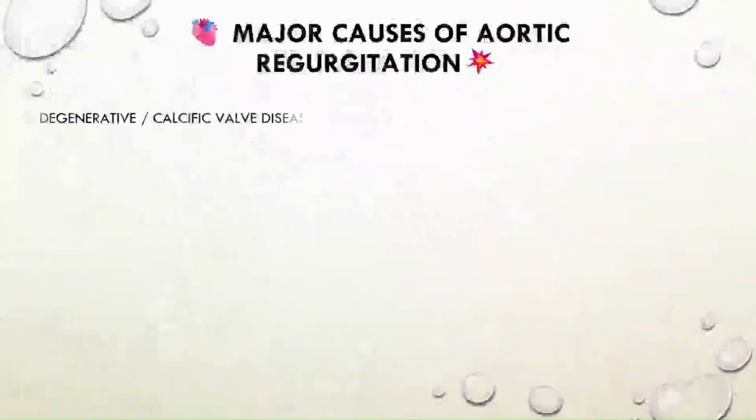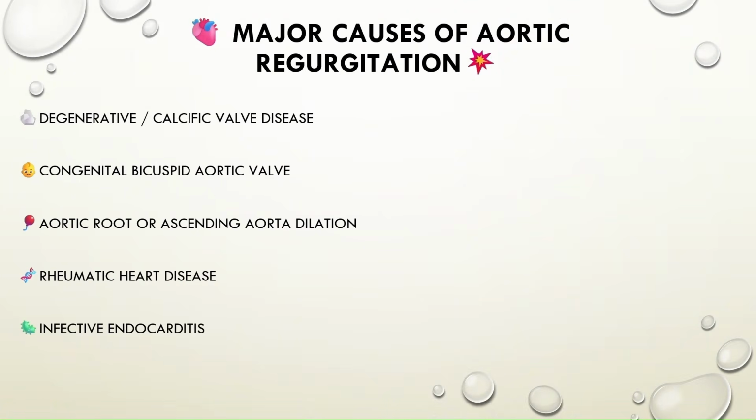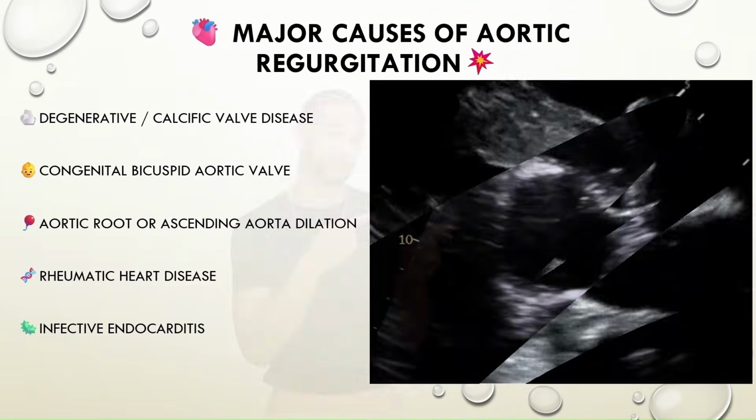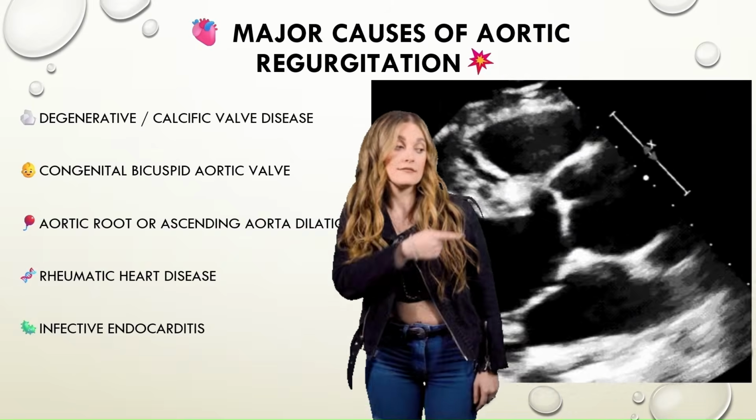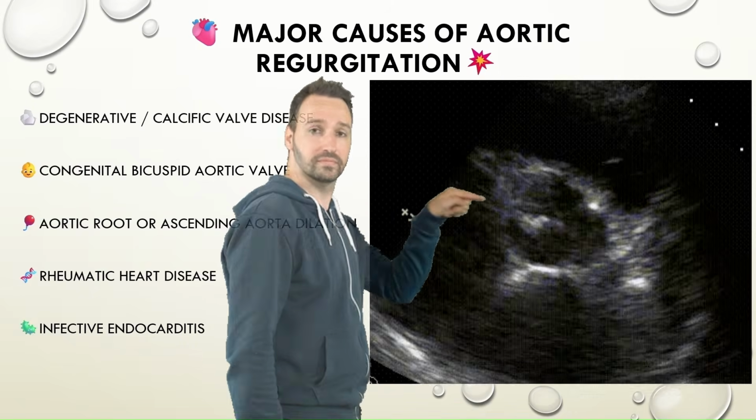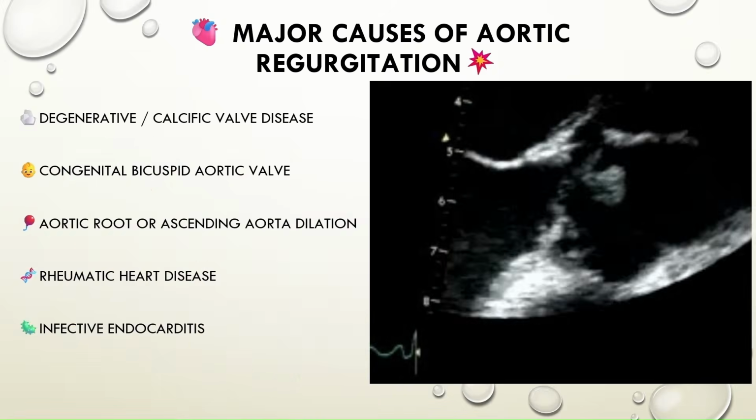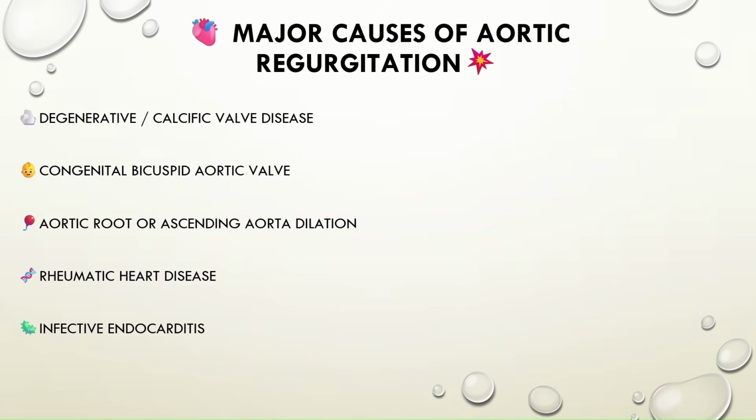Next, I'd like to talk about major causes of aortic regurgitation. The most common causes include degenerative valves, bicuspid valves, aortic root disease, rheumatic heart disease, and infective endocarditis. Sometimes the valve is normal. The aorta can be the problem.